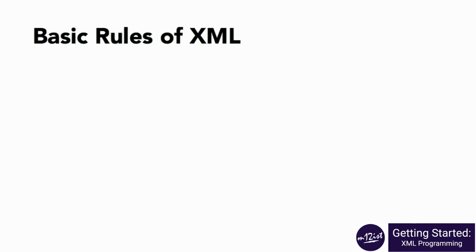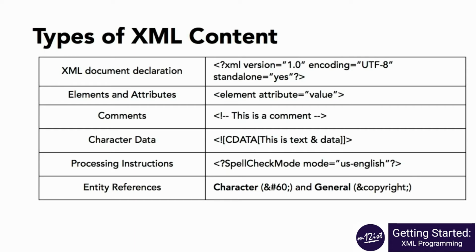All right, let's start off by talking about the contents of XML files. There are about a half dozen or so types of XML content that you'll run into when working with XML data. There's the XML document declaration, there's elements and attributes, comments, character data, processing instructions, and entity references. So in this movie, I'm going to give an overview of each one of these.